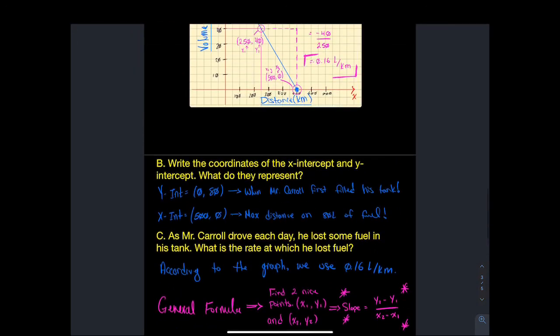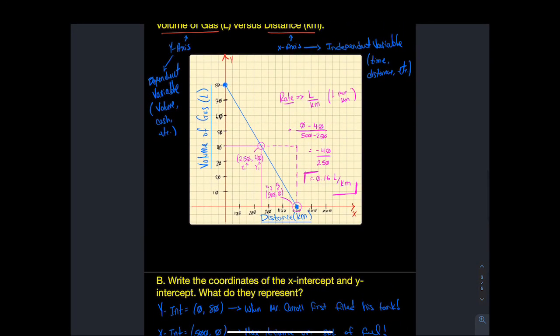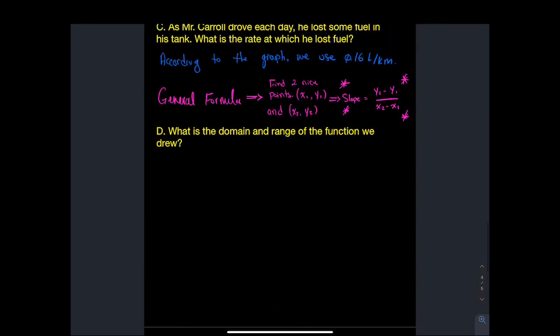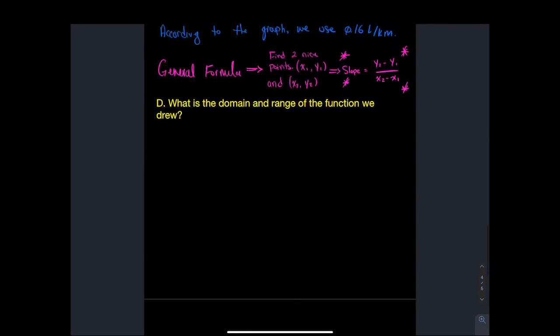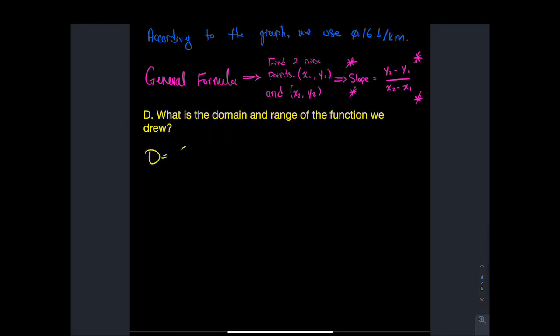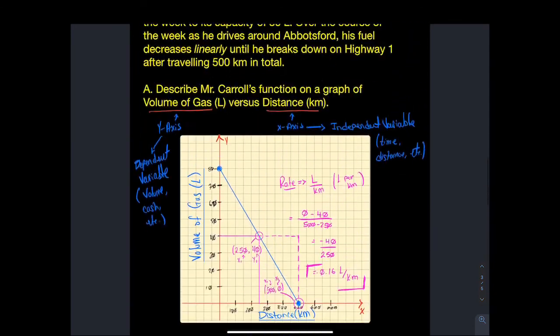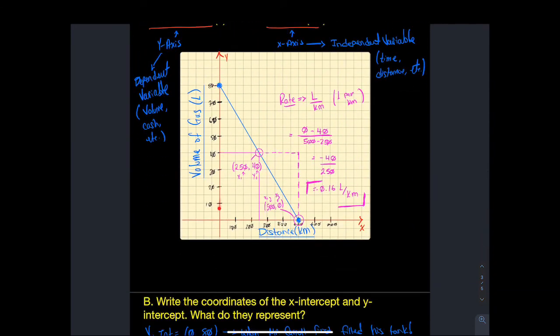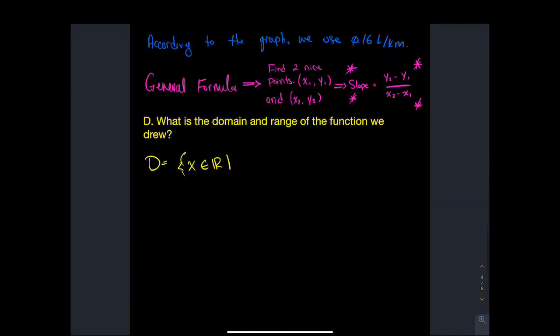And what is the domain and range of the function that we drew? Let's do it in set notation. Our domain equals the set of x such that x is an element of the reals. Where does x lie for this graph? It starts at 0, because this is 0 on our x, and it goes all the way to 500, including 500. So x is greater than or equal to 0 but less than or equal to 500.